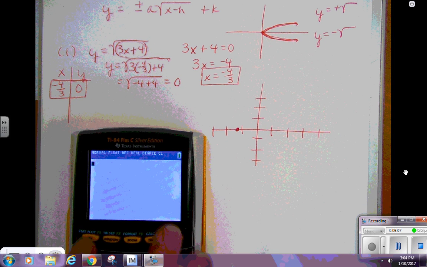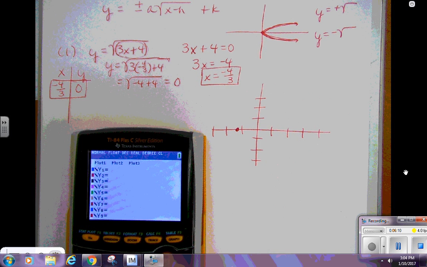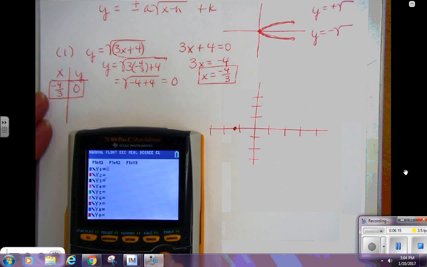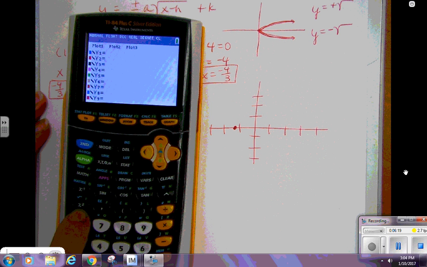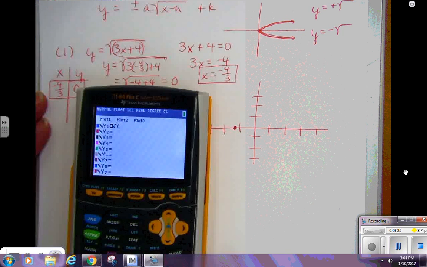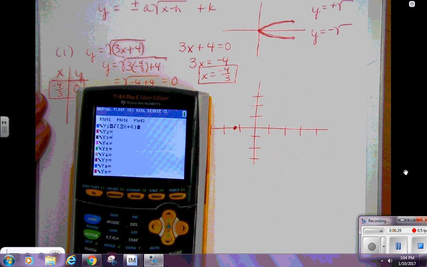Okay, so let's go to the y equals screen. I'm going to clear that out. I'm going to type in a square root. You can use the second function of the x squared button. So I'm going to push second x squared and then type in the 3x plus 4, and I'm going to close the parentheses just to show that all of that's going to be inside the radical.